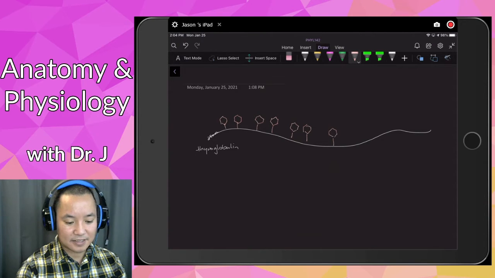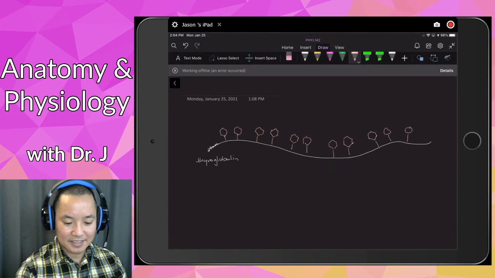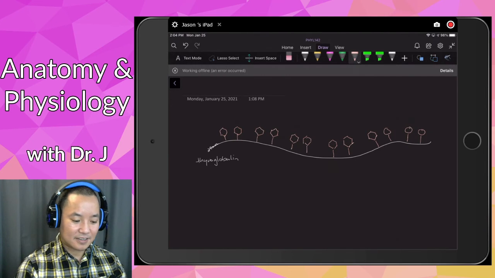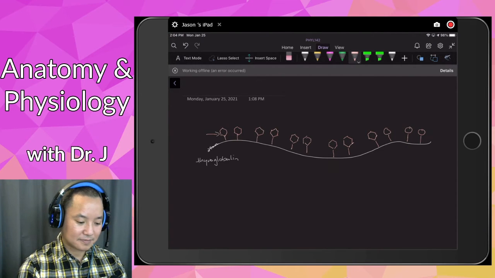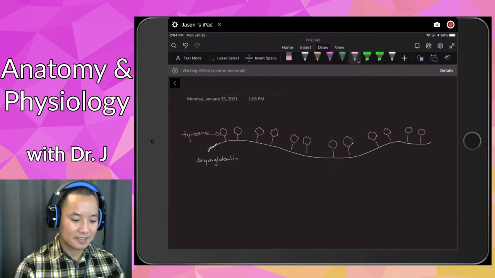Can't draw hexagons anymore. My OChem professor would be very disappointed in me. Alright, so draw a bunch of hexagons, or if you're lazy, let's just draw a bunch of circles to speed things up. Oop, that's a little small. Yeah, just draw a bunch of circles to speed things up. So these are all tyrosines. Tyrosine, which is a type of amino acid.